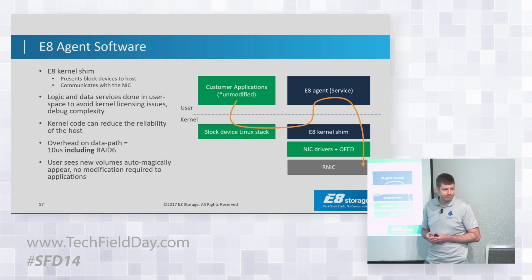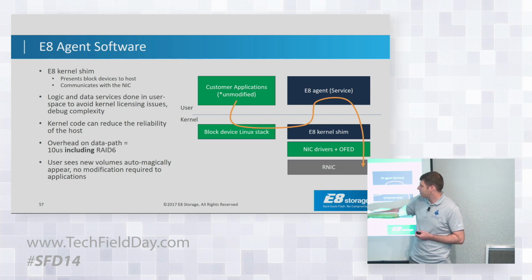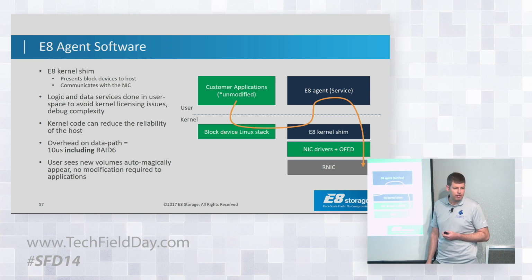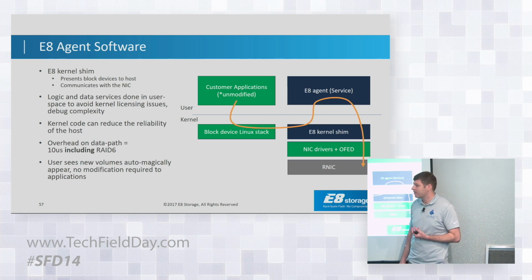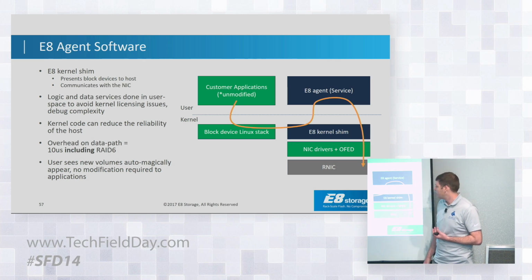Does that give you an issue with context switching between kernel and user mode? There is context switching here, and the cost of that, including our RAID 6, is about 10 microseconds overhead on our data path. But we don't think you can build resilient storage otherwise. The kernel also, there is the whole licensing issue that lurks with it. It is really a bad approach.